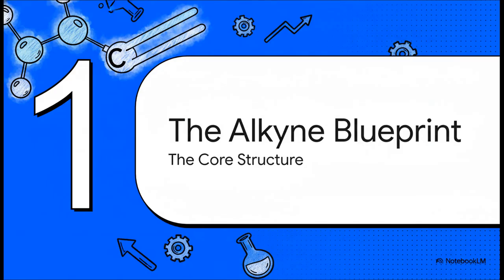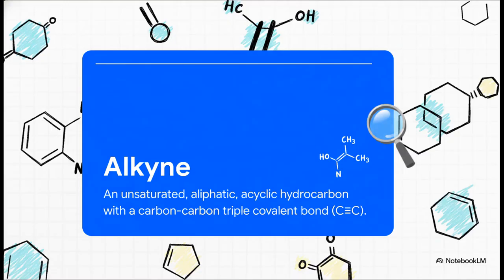All right, so first things first, what's actually in this blueprint? Let's break down the core structure that gives an alkyne all of its unique building potential. Okay, that is the official textbook definition, and yeah, it's a bit of a mouthful. But let's just cut through all that jargon for a second. The only thing you really need to focus on is right there in the middle, that carbon-carbon triple covalent bond. This C triple bond C, it isn't just a detail, it's the absolute engine of the molecule. It's the source of all its power.